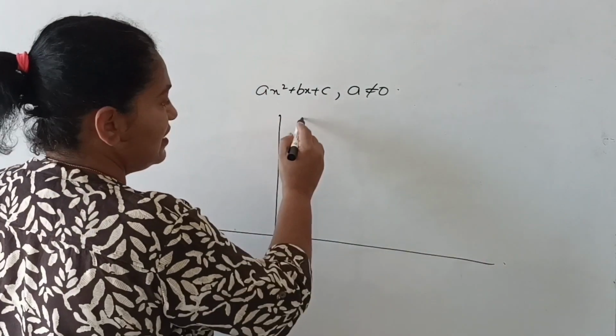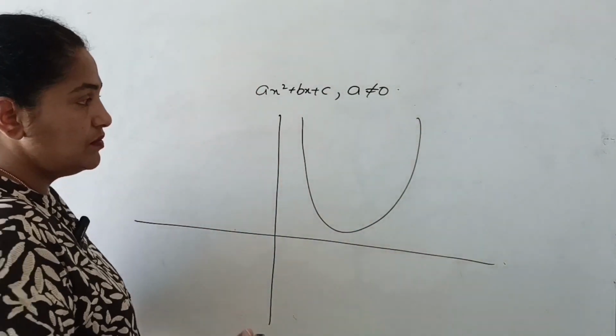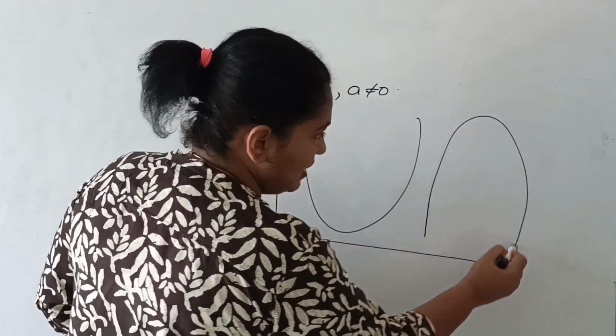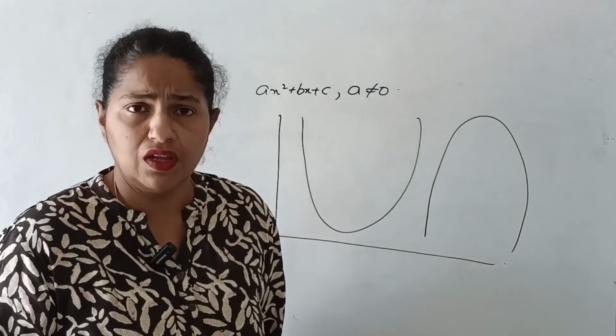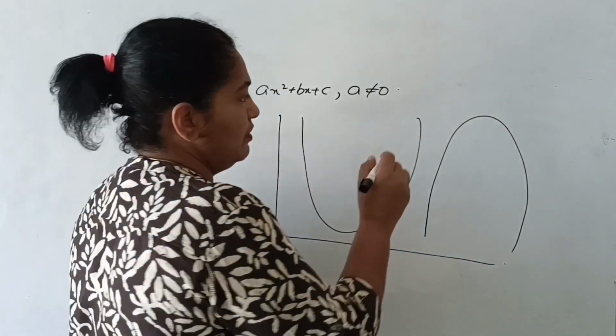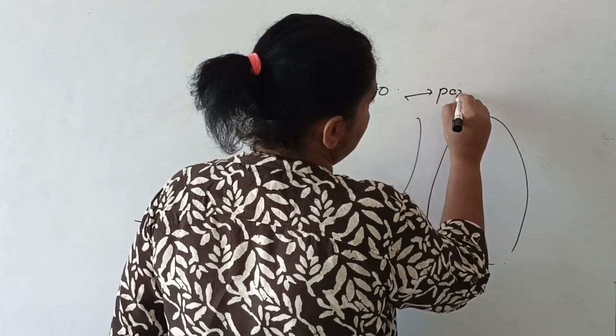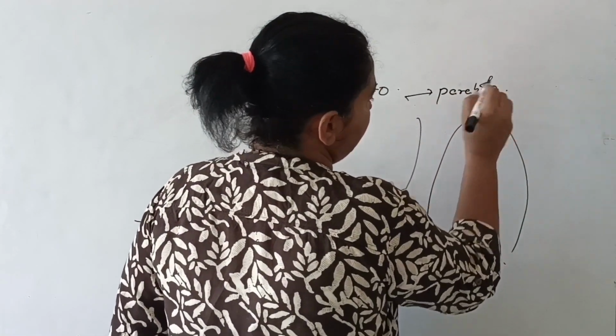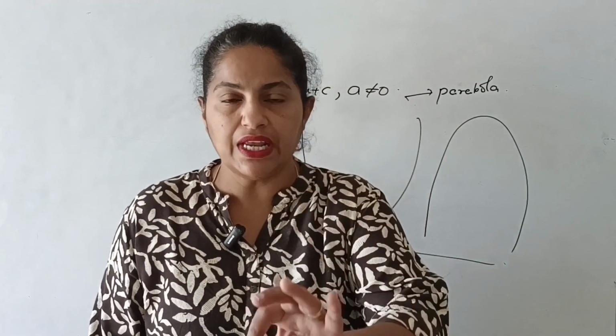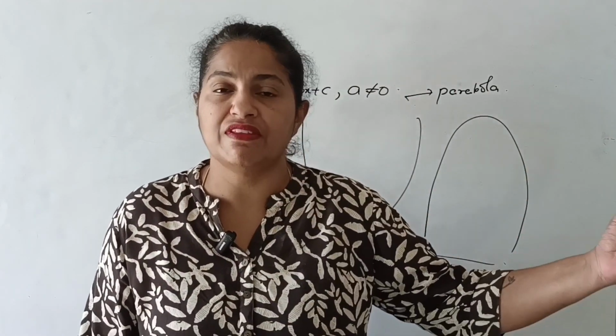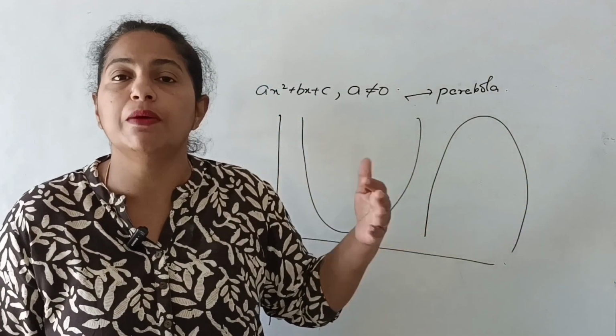what you are getting is a curve like this. It can be like this or it can be like this. Okay, this particular curve is called a parabola. So a quadratic equation, when you try to represent it graphically, we will end up with a parabola.